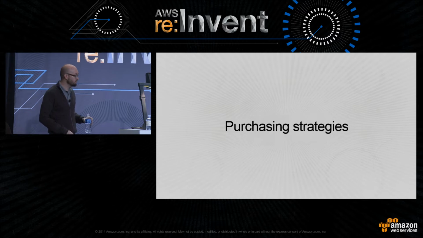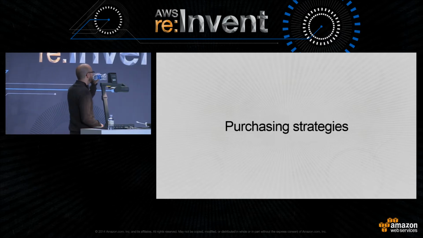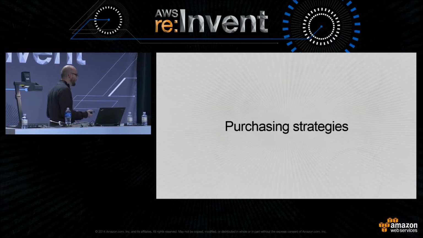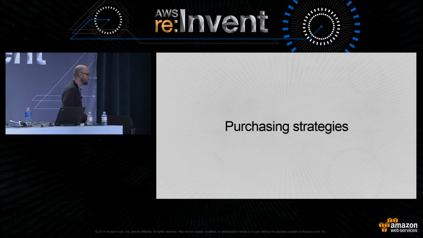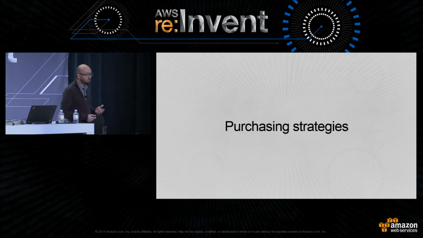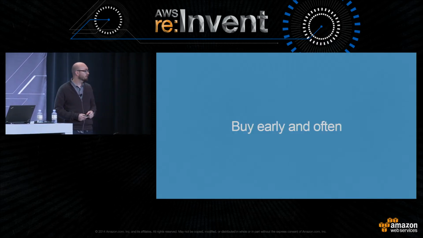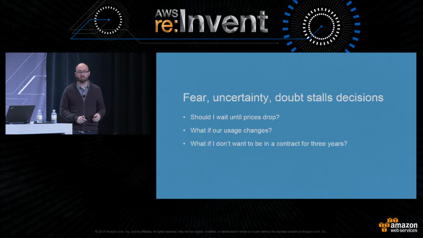So let's talk through purchasing strategies. There are two strategies here that I want to really focus on, but both of them can be summed up in a fairly simple mantra: buy early and often. And the keys of this are the early and the often. So let's kind of split those apart and talk through it. So first on the early.